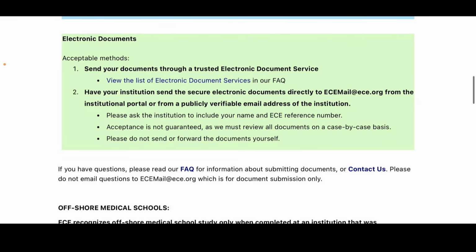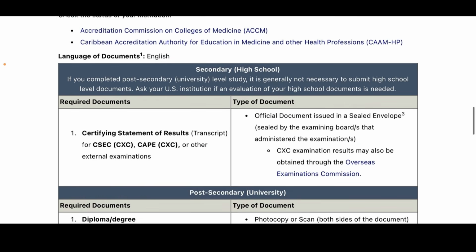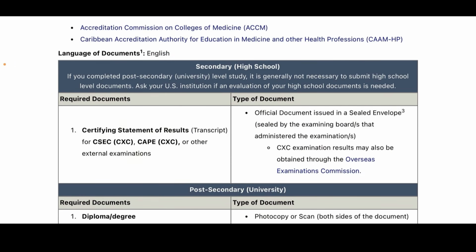That's through your institution, right? Say, for example, Jamaica. If you are looking to get into college, normally you would only need your CXC results, and you can send these through the Overseas Examinations Council. You would go to their Kingston office in person, request your CXC results, and pay the fee for them to send it to ECE.